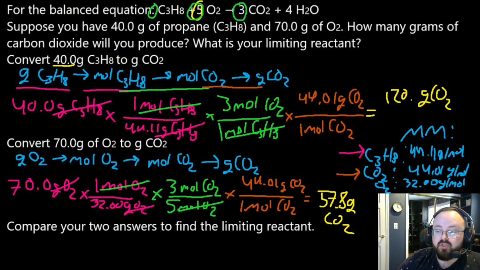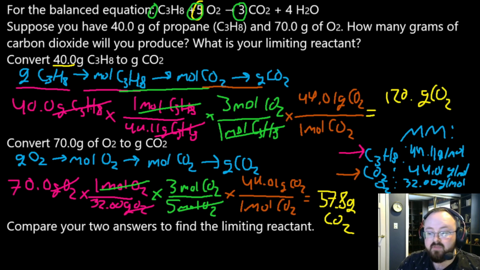And this goes to show us that we can't just trust grams, how much we start with, because things weigh differently. Oxygen's lighter by about 12 grams per mole, and the ratio is more. You use a lot more oxygen molecules every time you do this reaction. So even though we started with more mass of O2, we end up producing less mass of CO2.